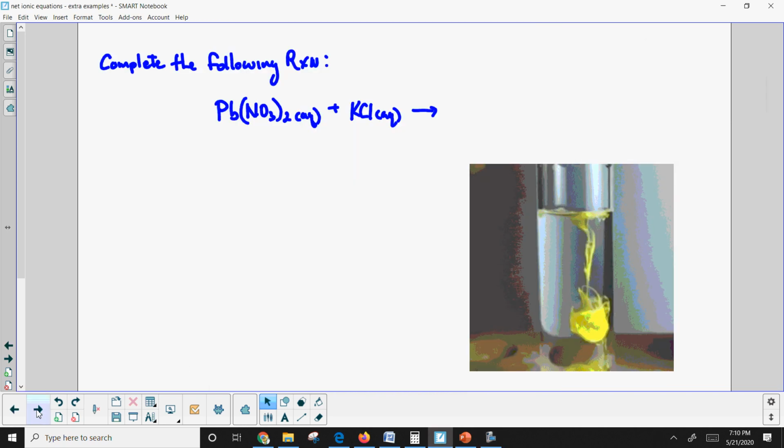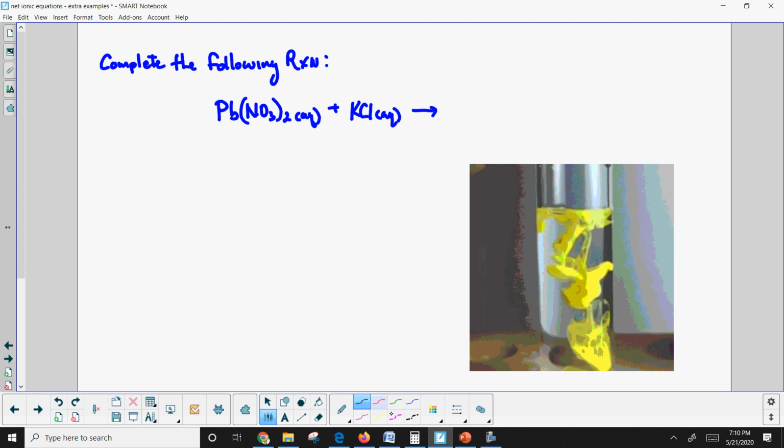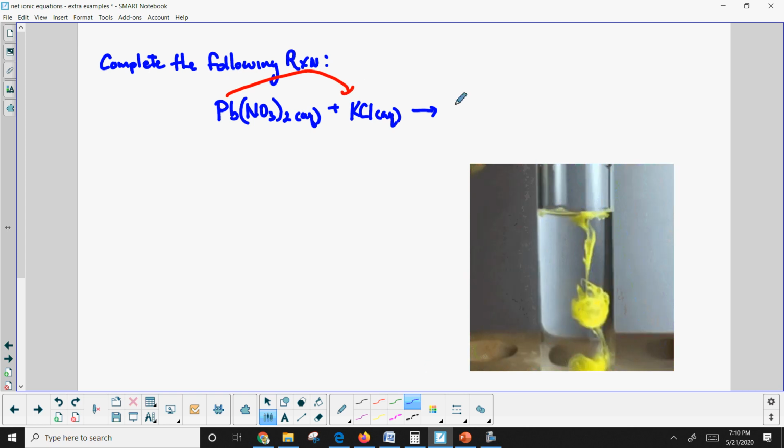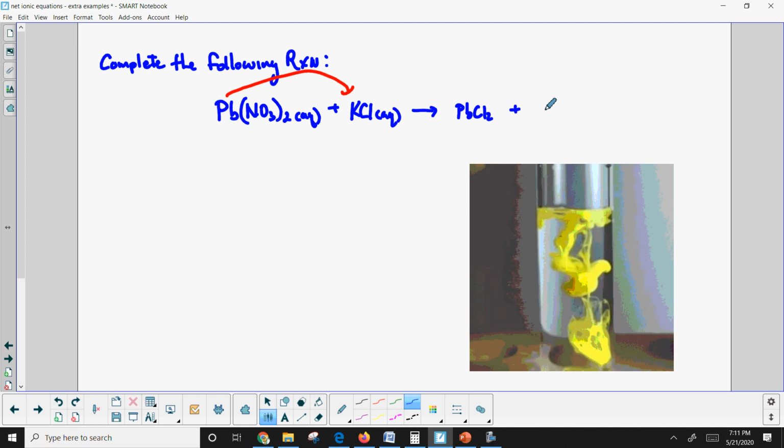It involves lead nitrate and potassium chloride. So what's going to happen is we're going to have a double displacement reaction. So what happens is the lead is going to be displacing the potassium over here, and we're going to end up with lead 2 chloride. Let me just bring this over. So lead 2 chloride. And we're also going to have potassium nitrate.